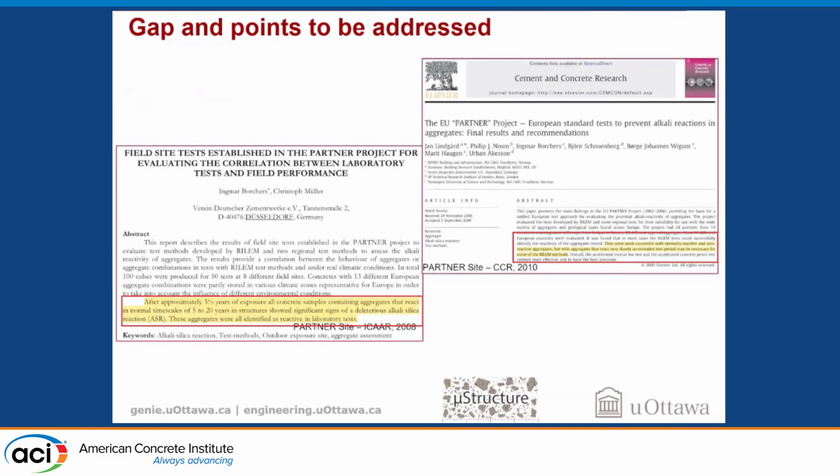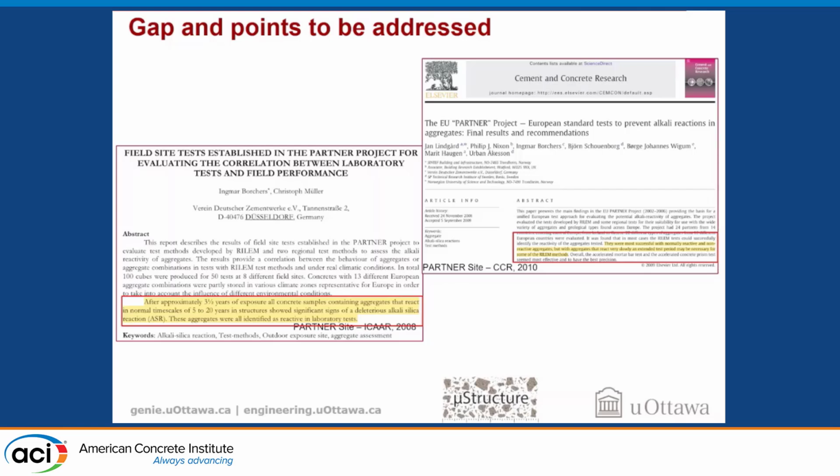Going on another project in 2008, they said that both tests are kind of inconsistent, whereas in 2010, they said that they were kind of successful to detect aggregates, but not necessarily all of the sorts of aggregates. So there is a gap in here, definitely.